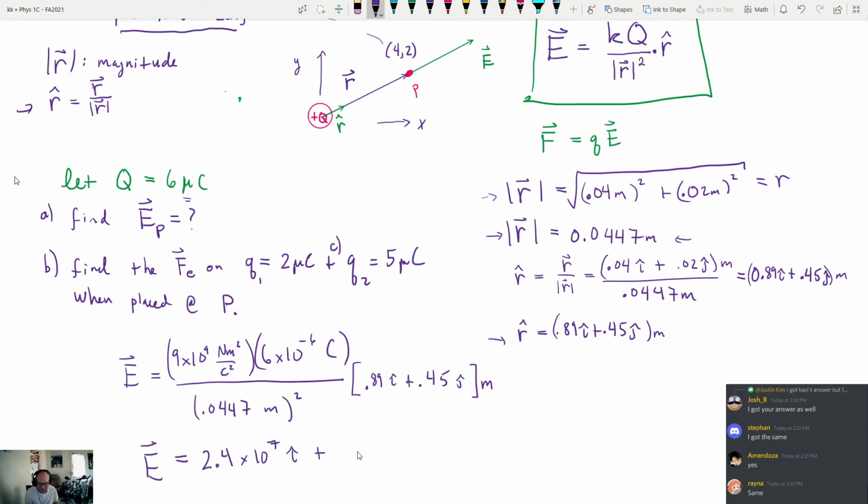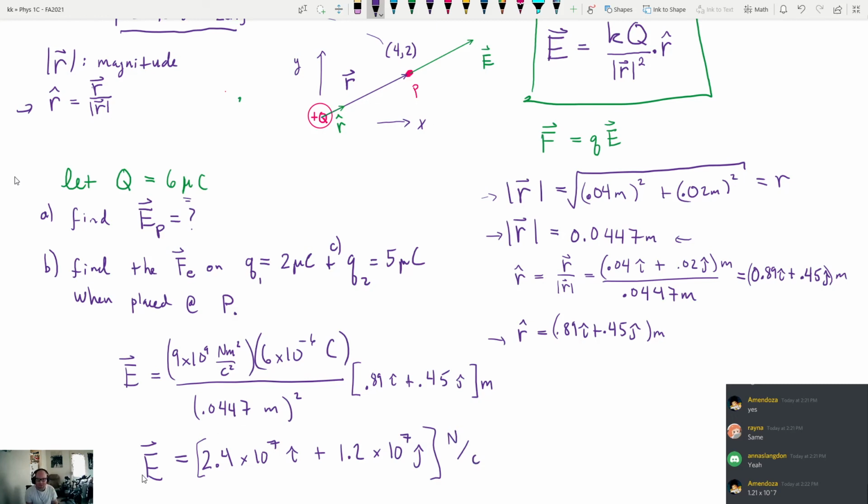Plus, the J hat is 1.2 times 10 to the 7 J hat, and then all of that would be in the same units of newtons per coulomb. Good. Seems like you all got the same answer.